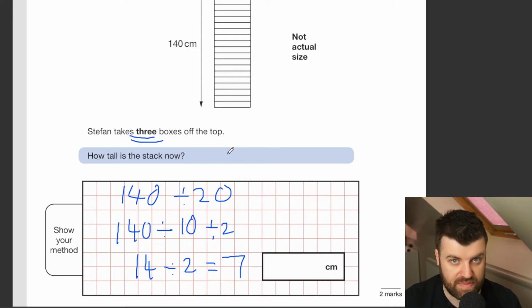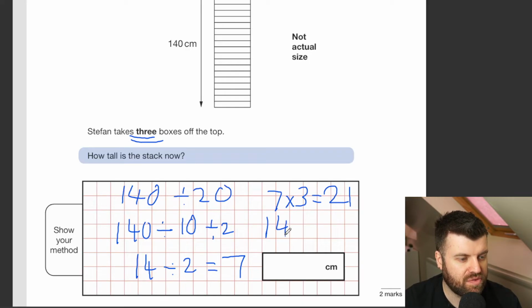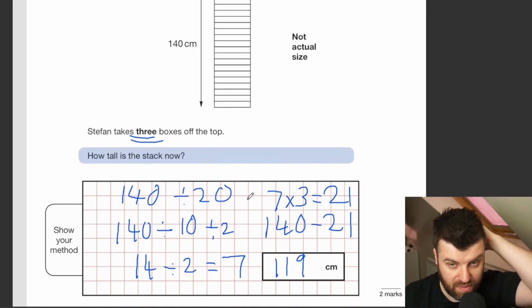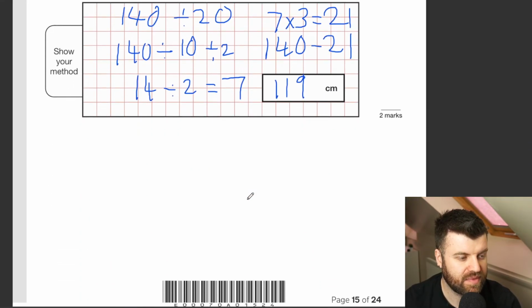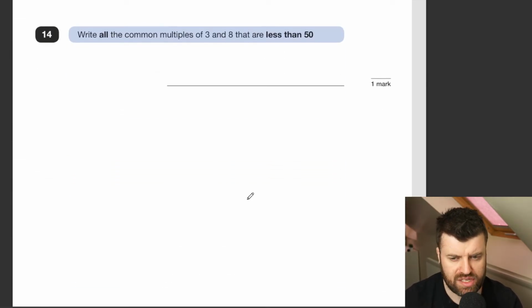Stefan took off 3 boxes. So 7 times 3, times table knowledge here, is 21. So we need to do 140, take away 21, and we're left with 119 centimeters tall. Or in other words, 17 blocks that are 7 centimeters high. Super. Question 14. Write all the common multiples of 3 and 8 that are less than 50.